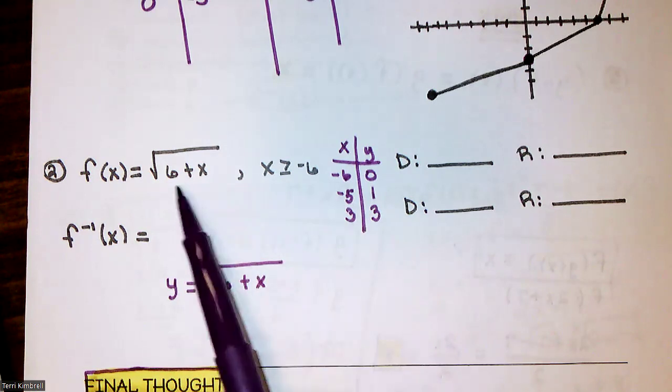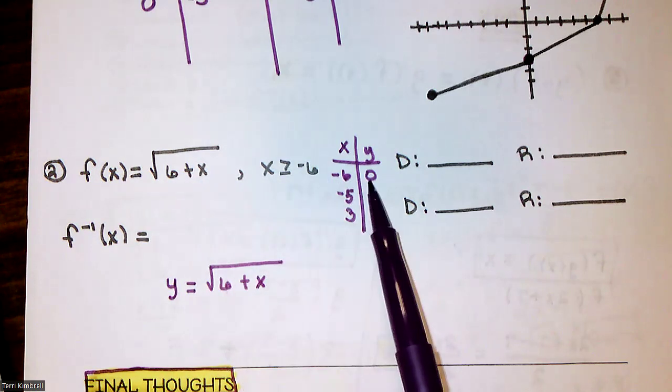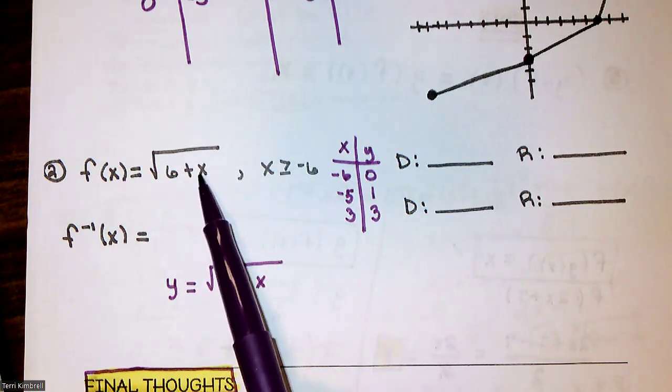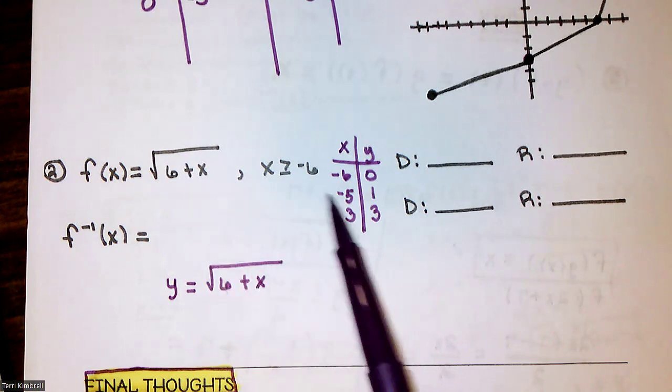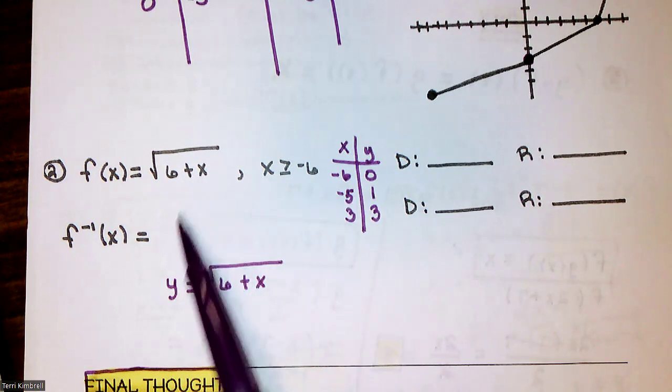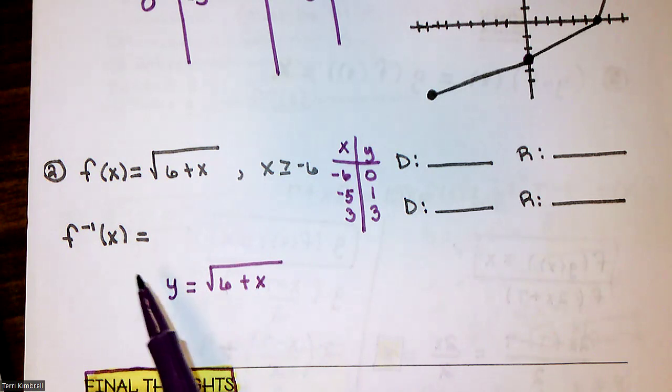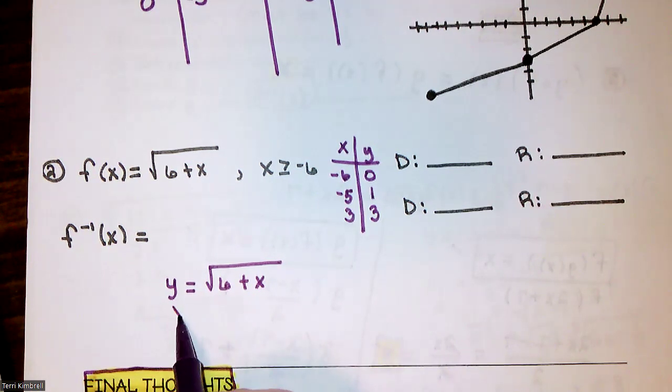So when you took -6, the square root of 0 is 0. -5 plus 6 is 1. The square root of 1 is 1. 3 plus 6 is 9. The square root of 9 would be 3. Okay, so now I'm going to interchange my x and my y.